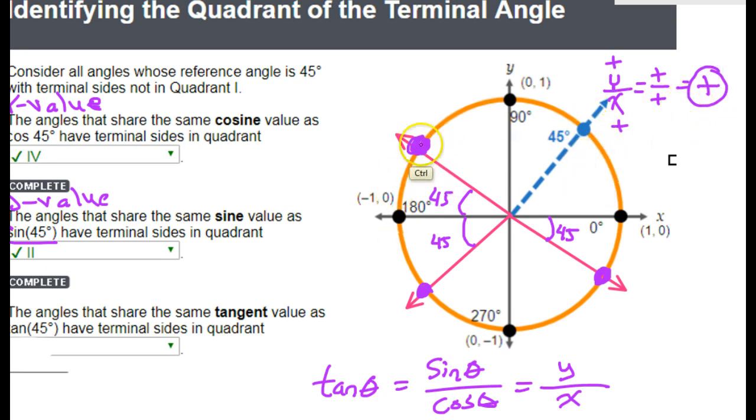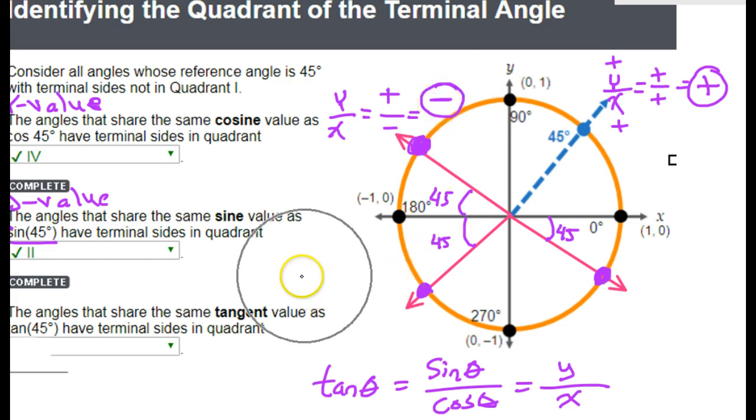Okay, now what about in the second quadrant? Now, if we consider y over x, the y value is positive because we're up. The x value is negative because we're to the left. So we have a positive divided by a negative. That is a big old negative. So tangent is negative in this quadrant.